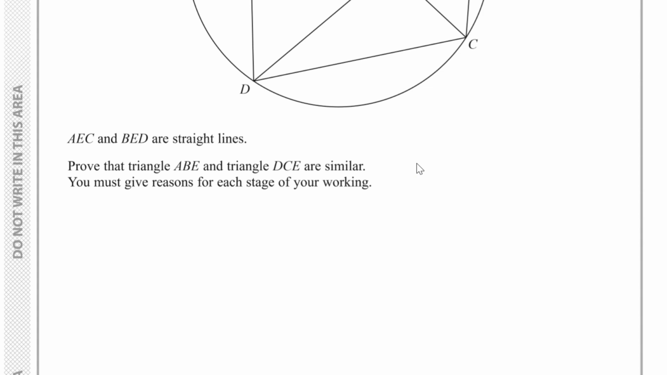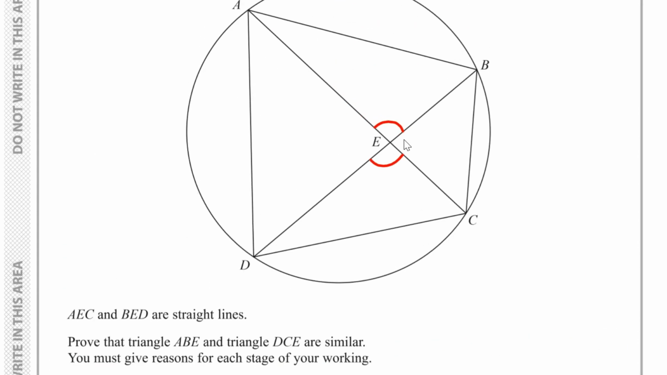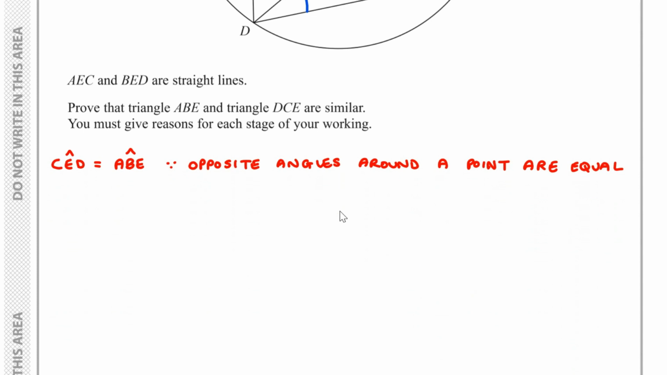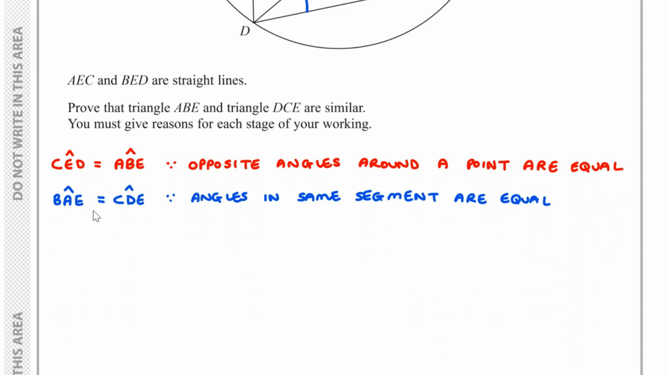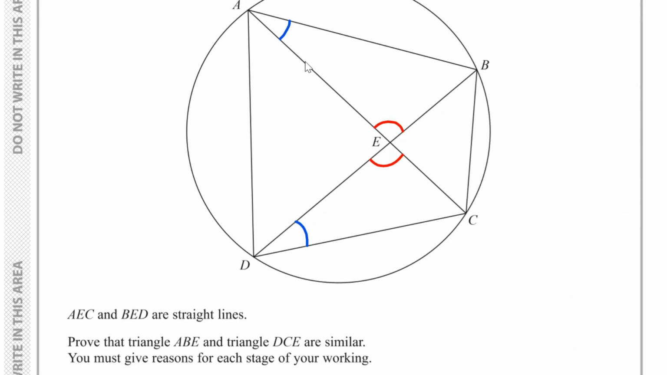So this angle over here is equal to this angle over here. Let's write that down with the reason. So CED and ABE are equal because we have opposite angles around a point. Now we have BAE and CDE, which are also equal. So this angle is equal to this angle. Of course, the reason for that is angles in the same segment are equal. So BAE and CDE are equal because angles in the same segment are equal.